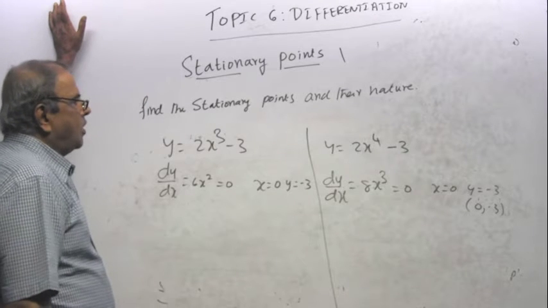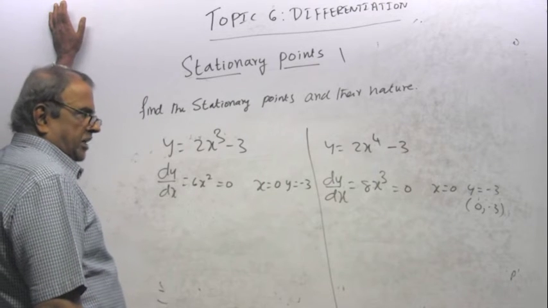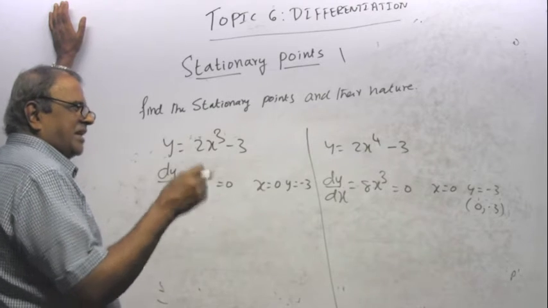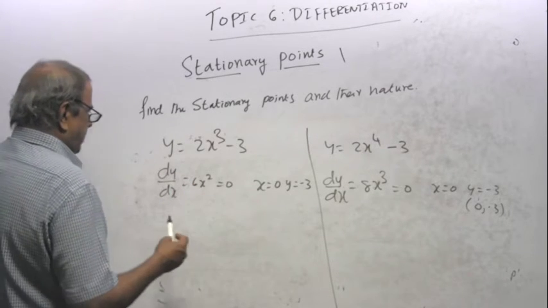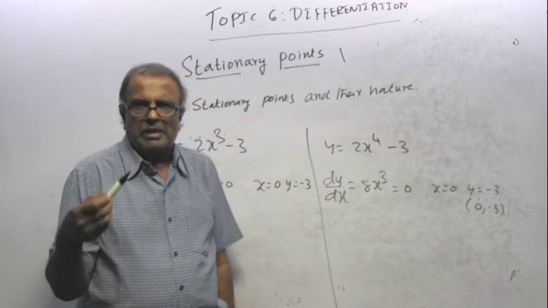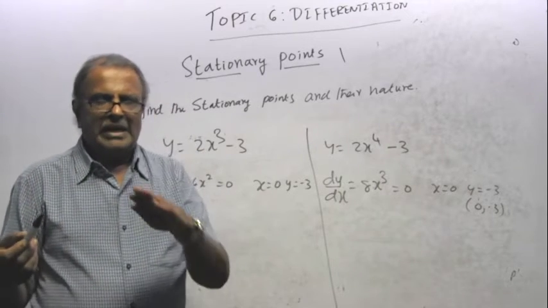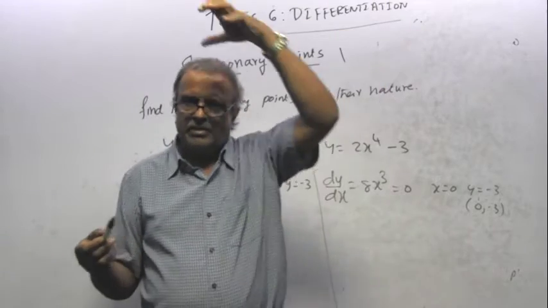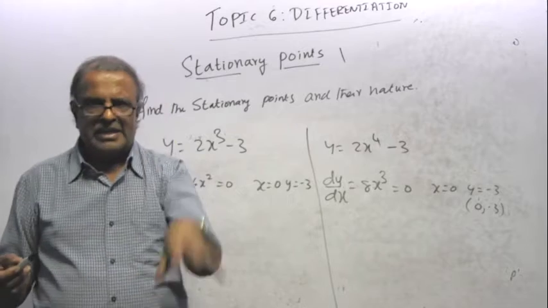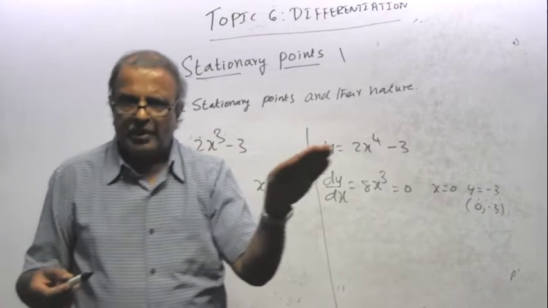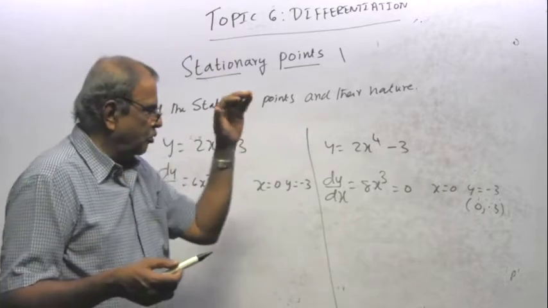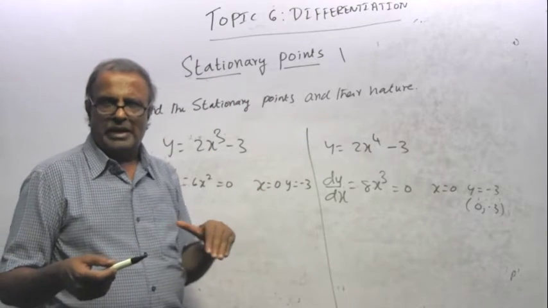Now, another way of finding which your teachers have taught you, what I'll do is, I think I'll do it this way and then discuss that as well. So one other way of finding maximum or minimum is by finding the second derivative. That means differentiate it again. But when you differentiate it again, do not equate it to 0. Whatever value of x you have got, you put it into your expression for d squared y over dx squared.